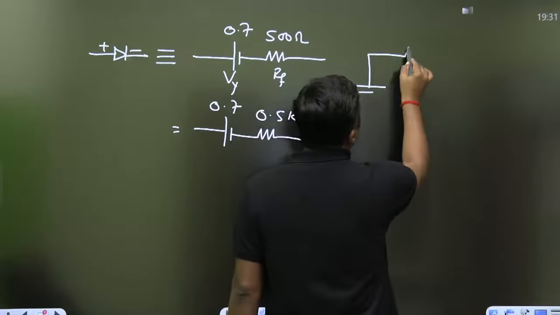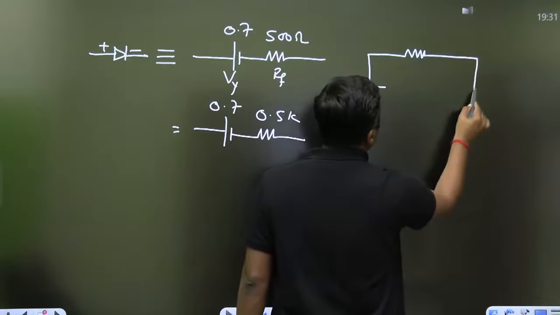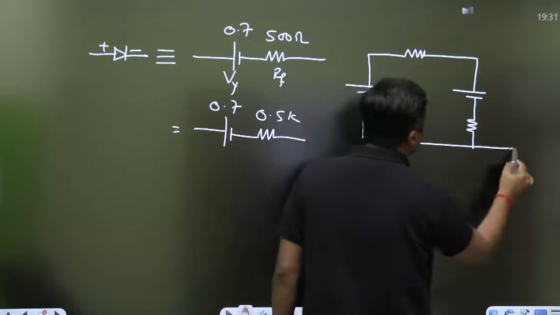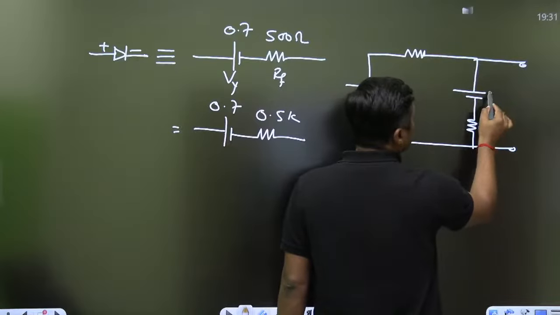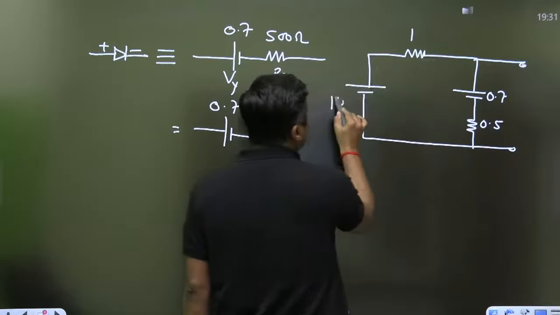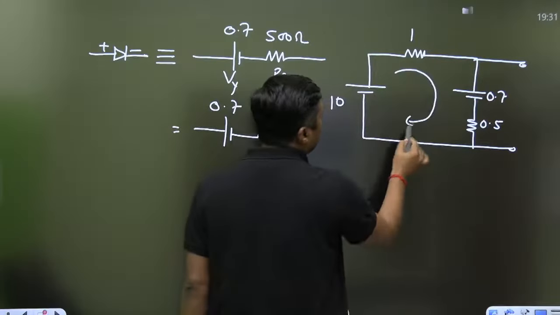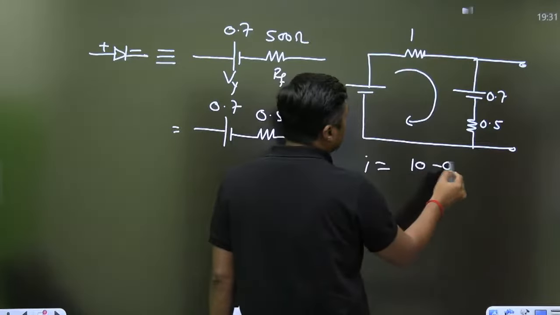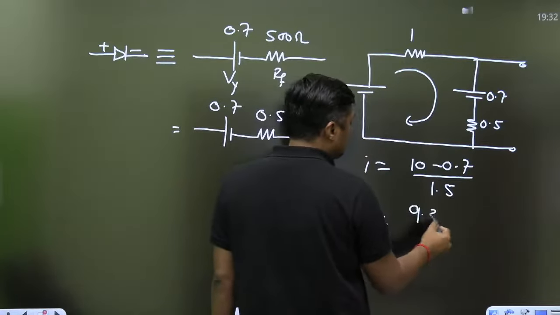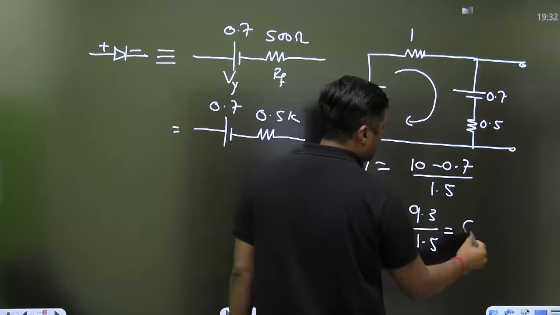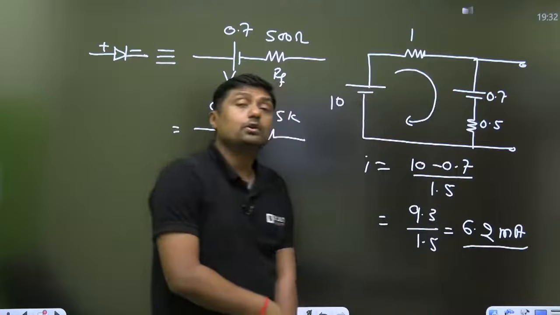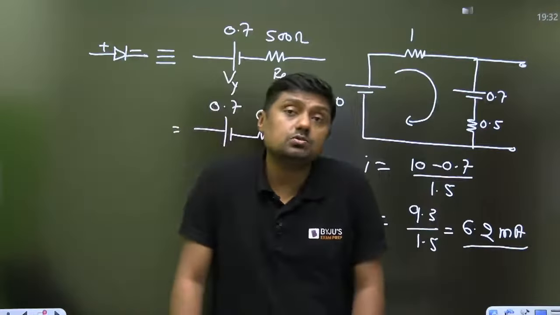10 volt, this is 1 kilo ohm. The diode is replaced by 0.7 and the one resistance, right? This is the 0.7, this is the 0.5 kilo ohm, this is the 1 kilo ohm, this is the 10, and then directly you can find the value of I. 10 minus 0.7 divided by 1.5. 9.3 divided by 1.5. Calculate it, you will get the answer 6.2 milliampere. So this is nothing but piecewise linear model, guys.